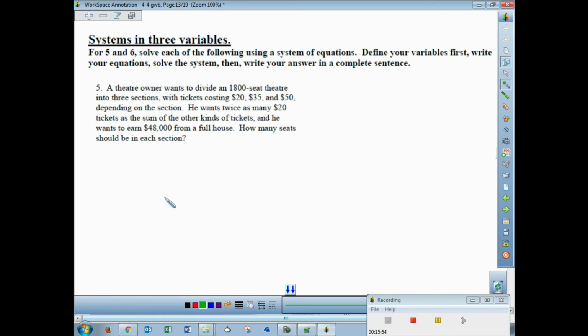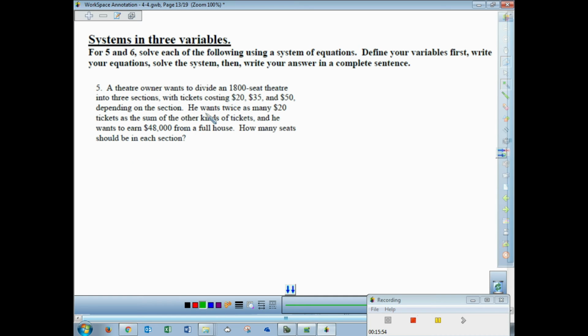So let's dive in. A theater owner wants to divide an 1,800-seat theater into 3 sections with tickets that cost $20, $35, and $50, depending on the section you sit in. He wants twice as many $20 tickets as the sum of the other kinds of tickets, and he wants to earn $48,000 from a full house. All good. I've just read the whole problem. Now here's the question. How many seats should be in each section?